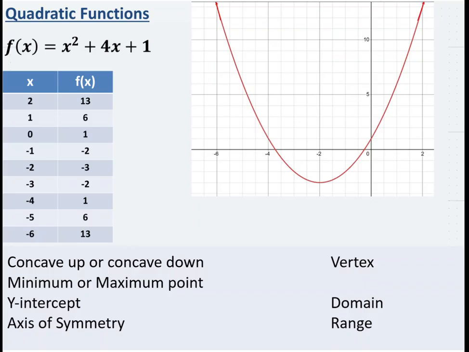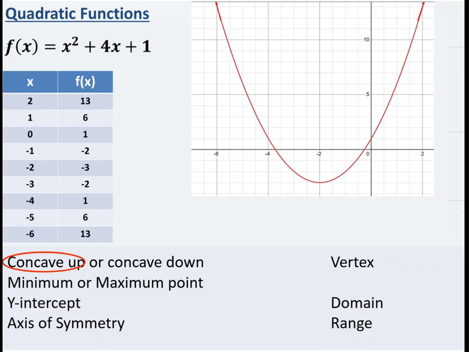Okay, so we're just going to analyze this quadratic function, the equation of it, the table, and the graph. Okay, so we want to know, is it concave up or is it concave down? So I can see from the graph that it does have the lowest point and it's opening up to the sky like a smiley face. I also see that my a in my equation is positive, so it should be concave up.